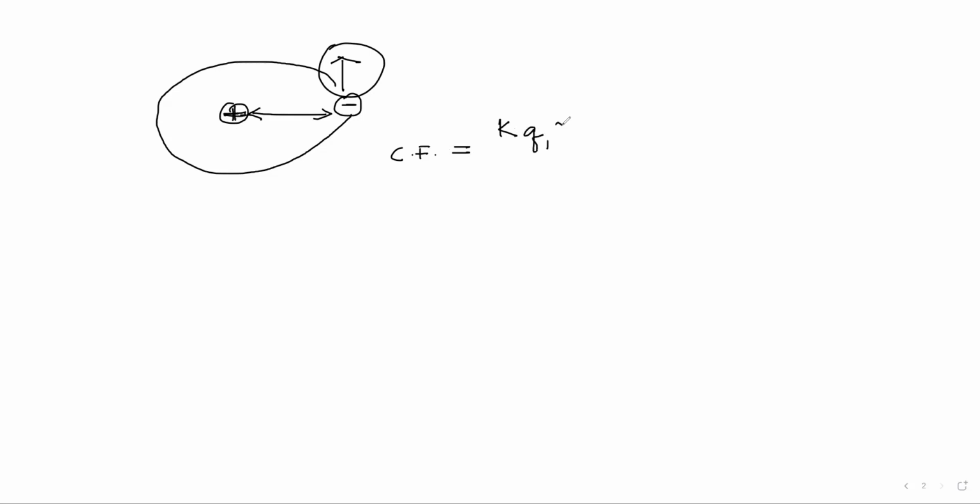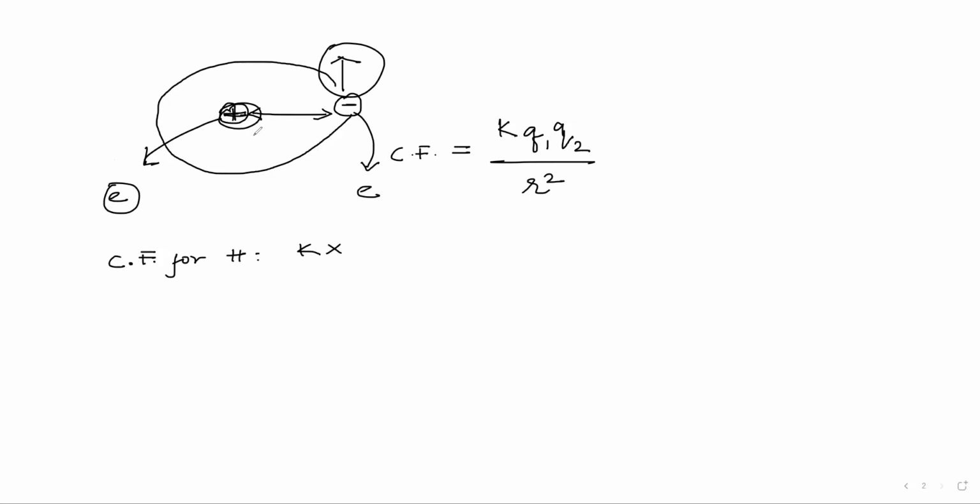So q1 q2, you can write q1 q2 divided by r square. Okay, q1 q2 divided by r square. So for example, if I am writing here the Coulombic force for hydrogen, in hydrogen we have only one proton and one electron, right? So we can write k into the charge. This positive charge is the same as the charge of an electron, but it is positive, so we just take the magnitude here. The amount of charge present in proton and the amount of charge present in electron is the same. You guys know this, right?